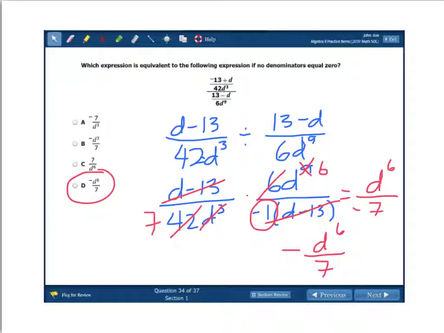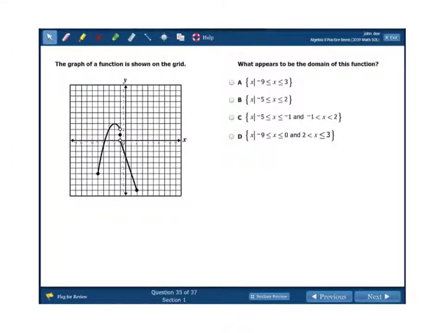Home stretch, 3 more questions, 35, 36, and 37, and we're done. Okay, the graph of the function is shown on the grid. This one's nice and quick. So we've got this function that starts at this point and goes to here, has an open circle, jumps down to this value at x of negative 1. It's a 1. And then we go down to this value, also an open circle, and it goes up to 2. So domain, remember we're talking about domain, from negative 5 to 2.